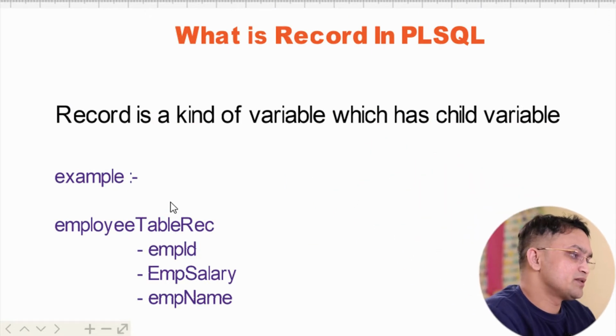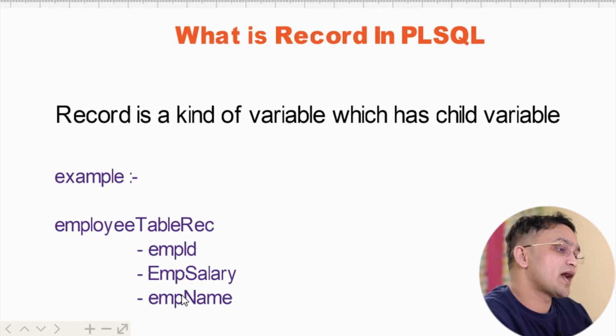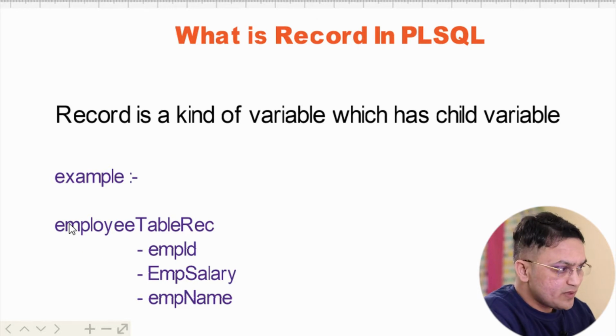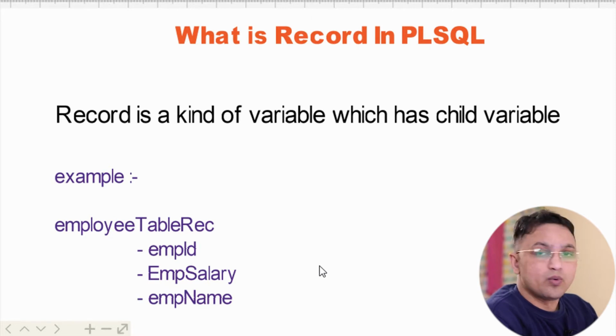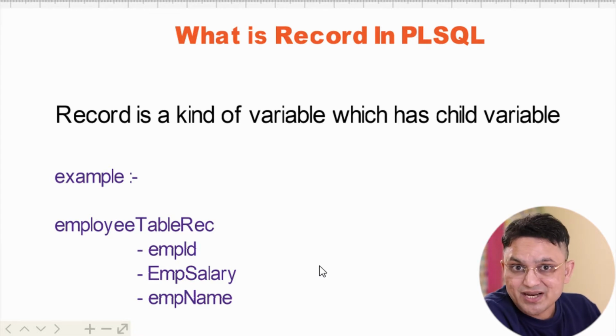For example, as you can see on your screen, this is my record. Here I have declared one parent variable, and under that parent variable I have multiple child variables. This complete thing is called a record. So what exactly is a record? A record is a kind of variable in which we can declare multiple child variables.